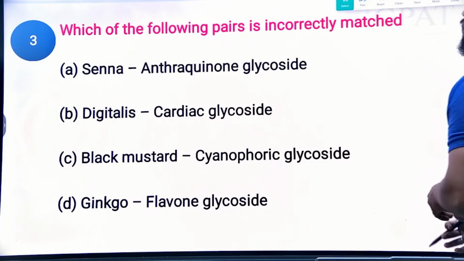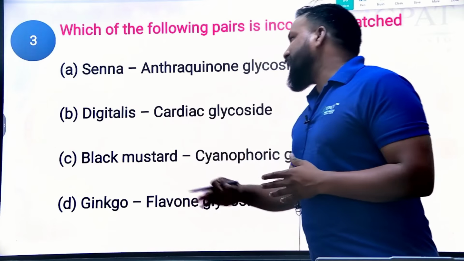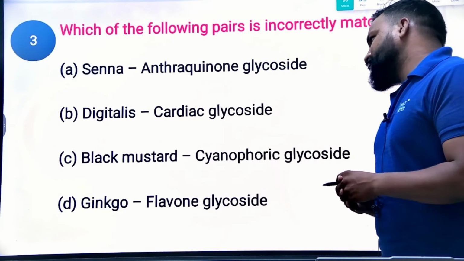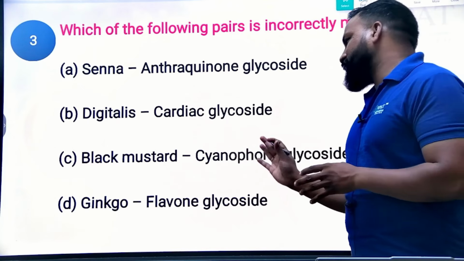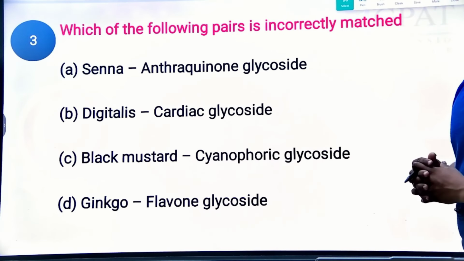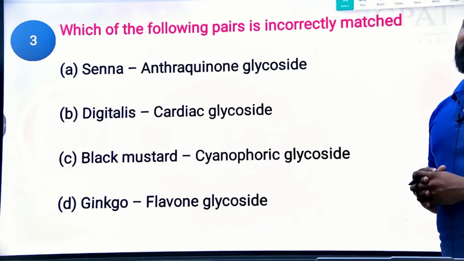Now the third question: which of the following pairs is incorrectly matched? Here they gave the example of the drug and the classification. Senna, anthraquinone glycosides; digitalis, cardiac glycoside; black mustard, a cyanogenetic glycoside; and so on. Tell me, which is incorrectly matched?